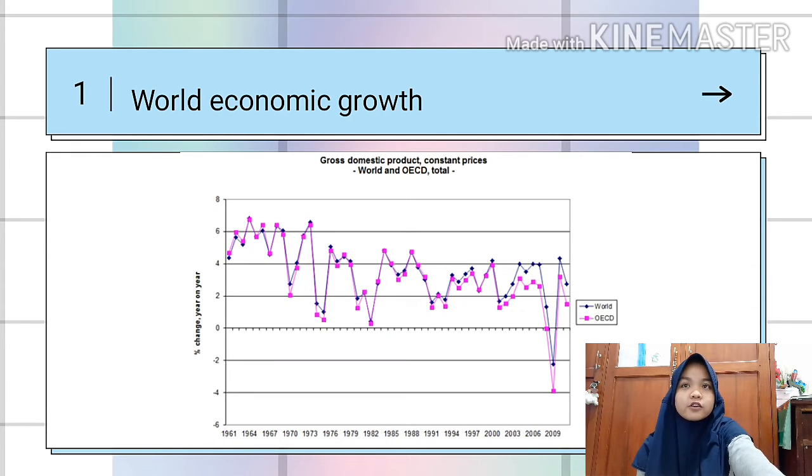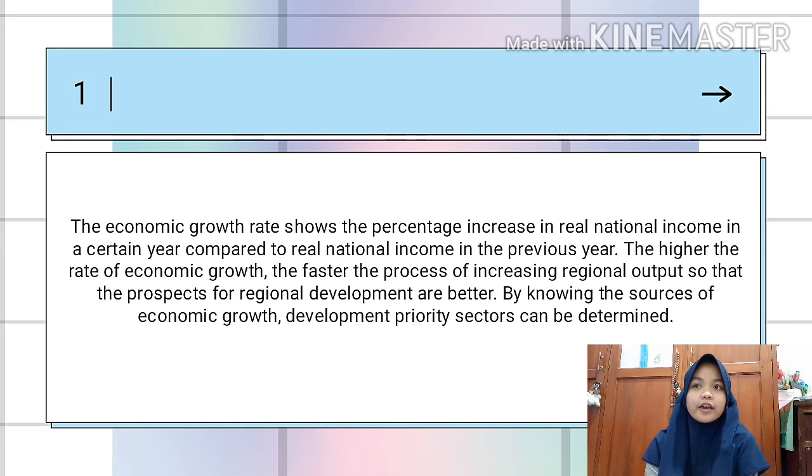Okay, this is world economic growth, gross domestic product. You can see in the picture. The economic growth rate shows the percentage increase in real national income in a certain year compared to real national income in the previous year. The higher the rate of economic growth, the faster the process of increasing regional output, so that the prospects for regional development are better. By knowing the sources of economic growth, development priority sectors can be determined.